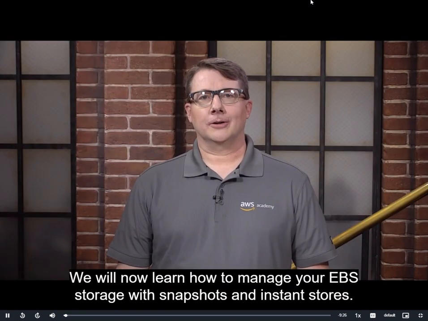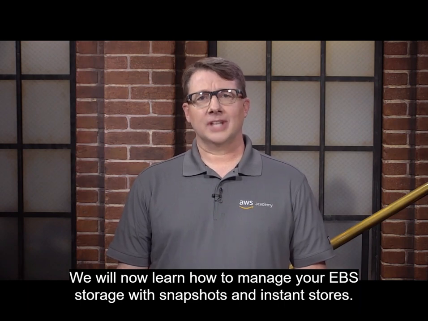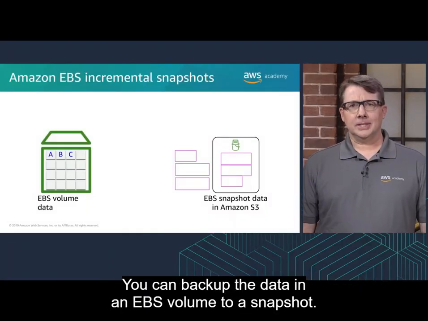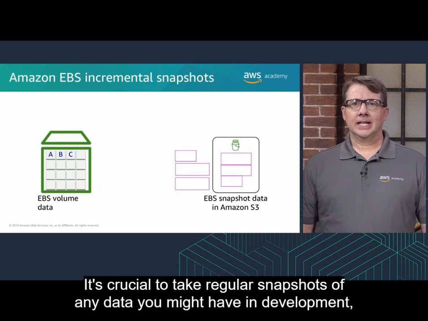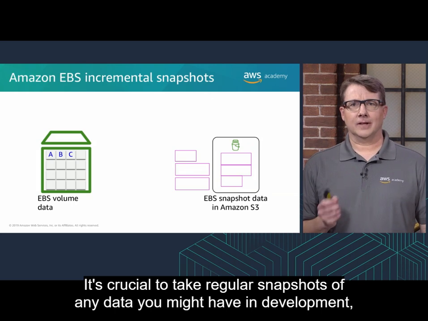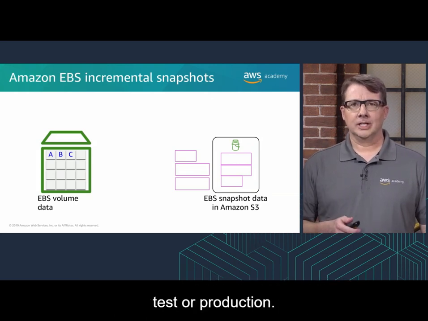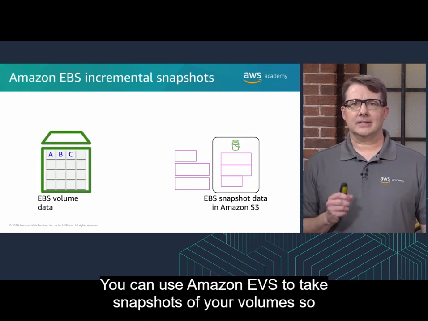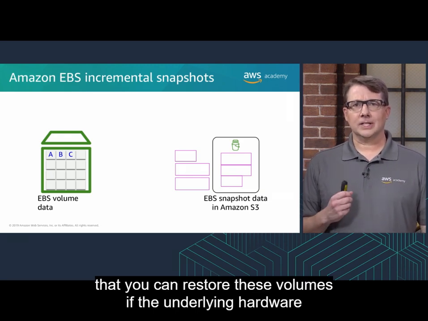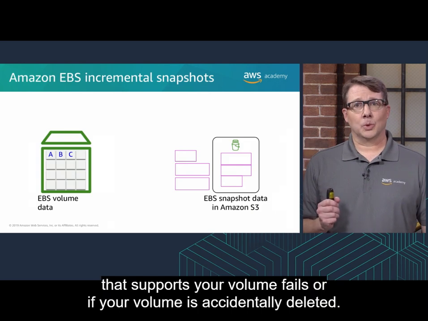We will now learn how to manage your EBS storage with snapshots and instance stores. You can back up the data in an EBS volume to a snapshot. It is crucial to take regular snapshots of any data you might have in development, test, or production. You can use Amazon EBS to take snapshots of your volumes so that you can restore these volumes if the underlying hardware that supports your volume fails or if your volume is accidentally deleted.